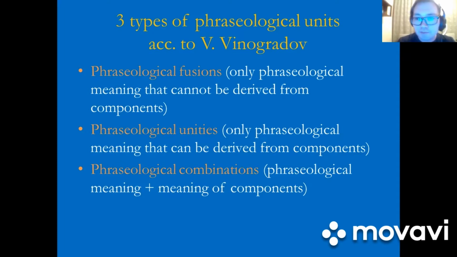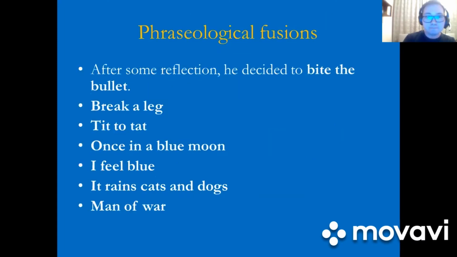And the third type of phraseological unit is phraseological combinations. Phraseological combinations are phraseological units that have both the phraseological meaning and the meaning of the components. So both meanings are realized in the text. So let's look closer at those types and consider some examples of them. Here on the screen, you can see phraseological fusions. Let's get acquainted with them.